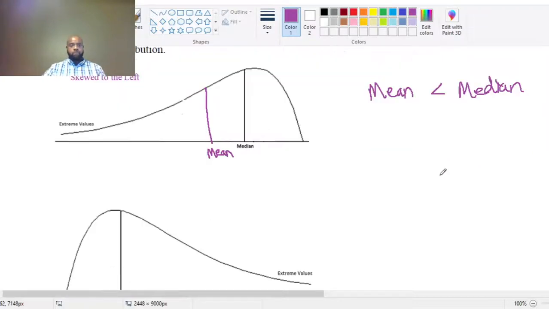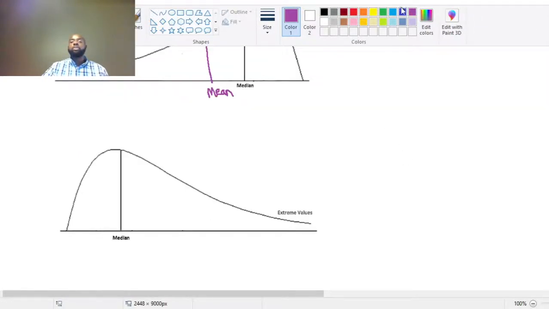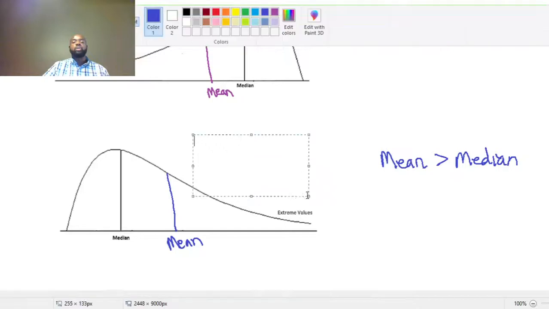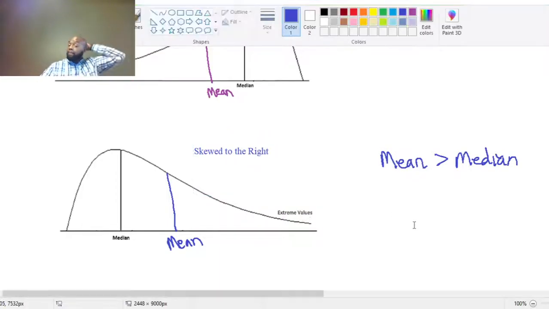Okay. In the second distribution here, we have our extreme values here and our median here. Remember, the extreme values push your mean towards the tail, so your mean is going to be somewhere here on your distribution. And if it's to the right, that means your mean is greater than your median. All right, in this case, our graph is skewed to the right. The tail is on the right. And so when my distribution is skewed to the right, my mean is greater than my median.